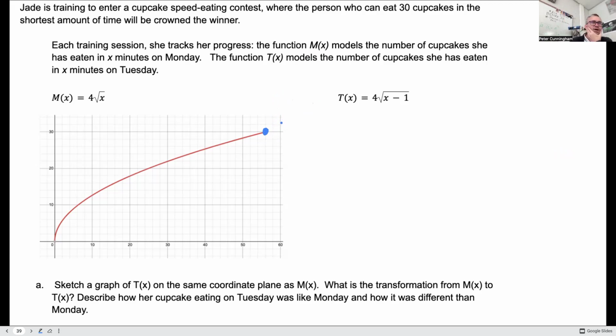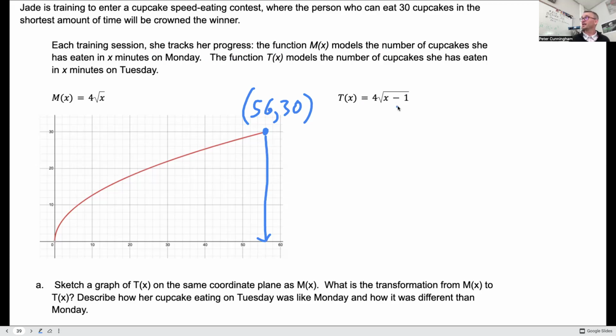How long? Come on. How long did it take to accomplish this goal? Look at the graph. What does it say? Minutes? It took her, wait, it's like 55 minutes. No, it took 56 minutes. 56 minutes, 30 cupcakes. This is unhealthy, Jade. This is an intervention. This isn't just a math lesson. This is a life lesson. This is an intervention. We say, slow down. So she said, okay, she tracks her progress.